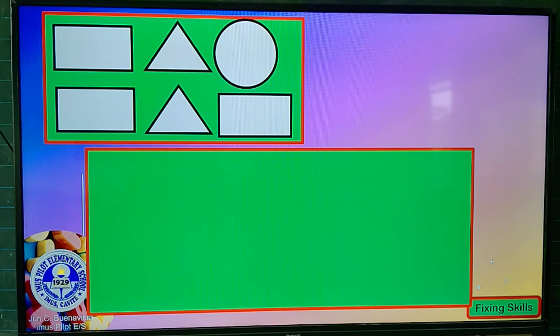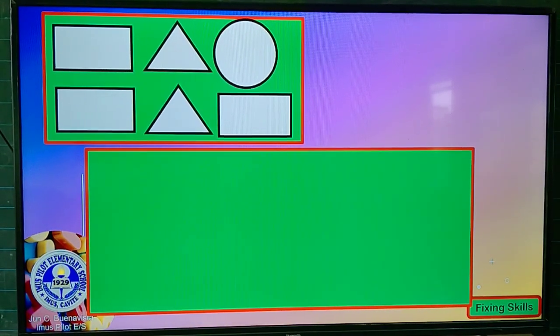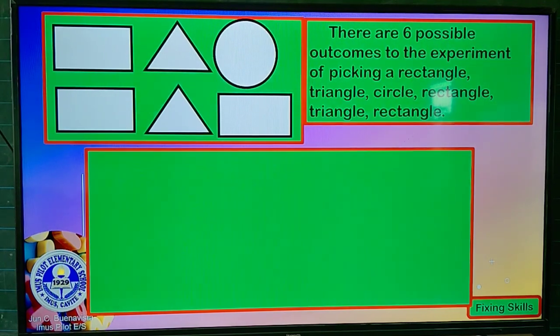So supposing that different kind of shape class was closed. Nakasara siya. Then, we are going to know what are the possible outcomes. So, how many possible outcomes? Okay, there are 6 possible outcomes. And there are 6 possible outcomes to the experiment of picking a rectangle, a triangle, a circle, a rectangle, a triangle, and a rectangle.